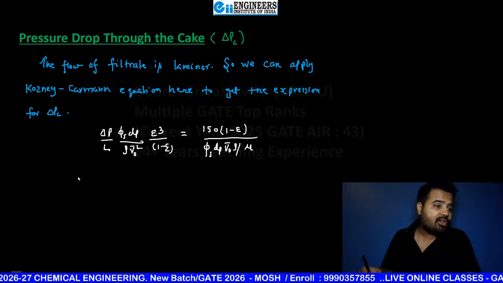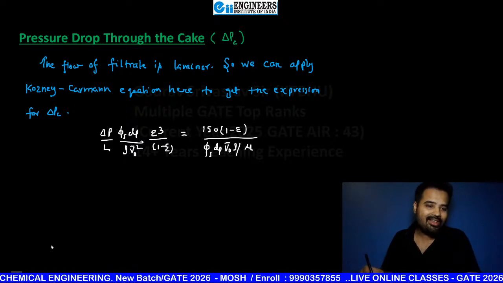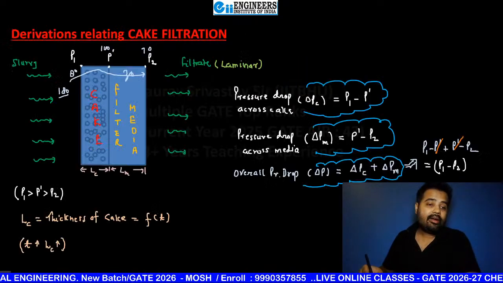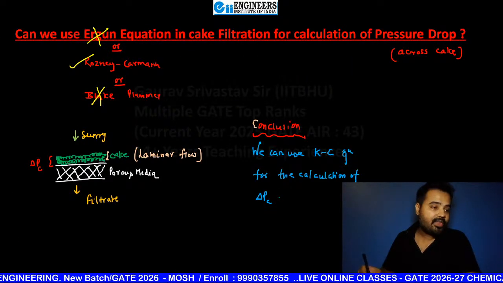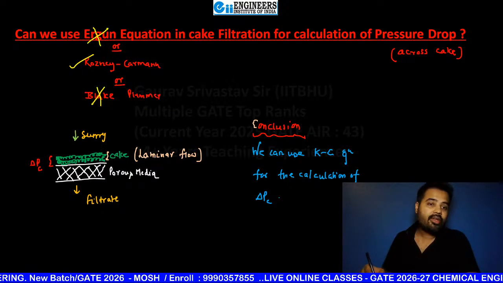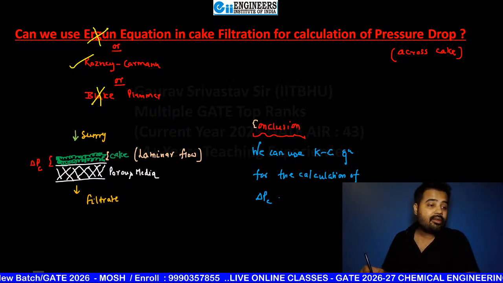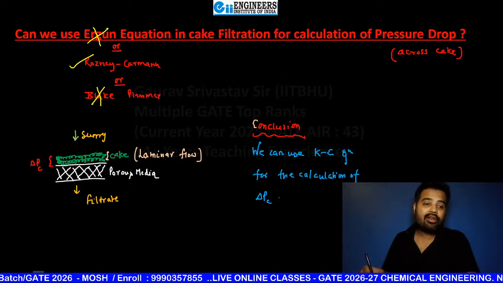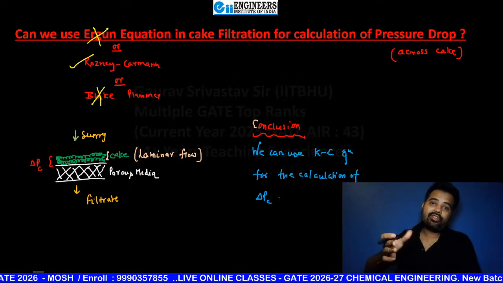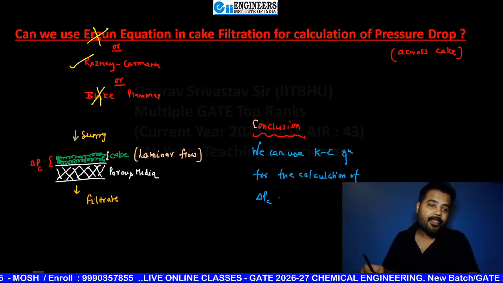Sir, in the actual case of filtration, are the cake and filter media kept horizontal or vertical? Mostly you are going to arrange them in this manner. If you are doing cake filtration, they are arranged like this. Sometimes it is also vertical, like the candle that you use in your home is vertical, and the flow is horizontal like this.